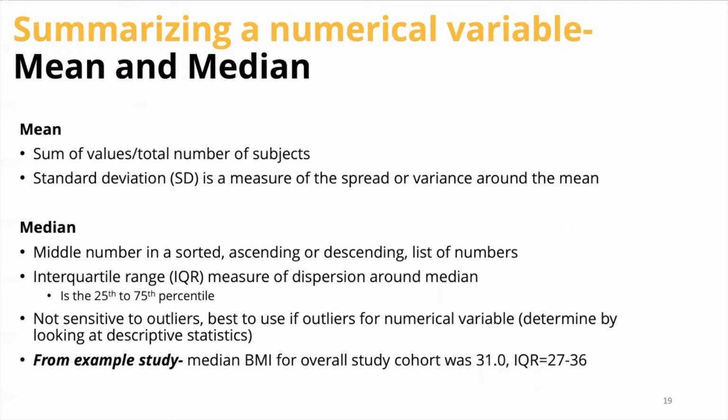There are two ways you can summarize numerical variables. This includes the mean and the median. The mean is just the average. So it's the sum of all the values for all the patients in your sample, divided by the total number of subjects. And the standard deviation is a measure of the spread or variance around the mean.